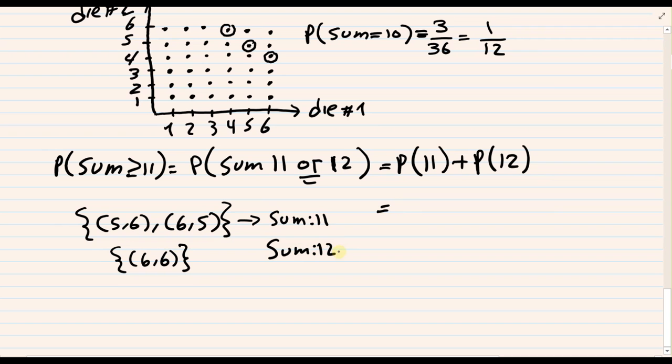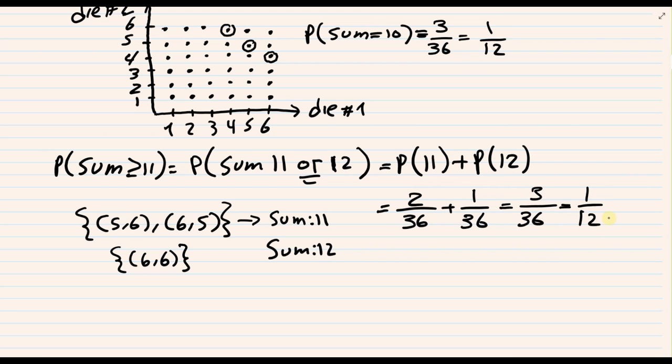So the probability is going to be, in this case, 2 out of 36 plus 1 out of 36. And again, that's going to be 3 out of 36. Pure coincidence, that is the same as the one above. It just turned out that the number of outcomes are the same.